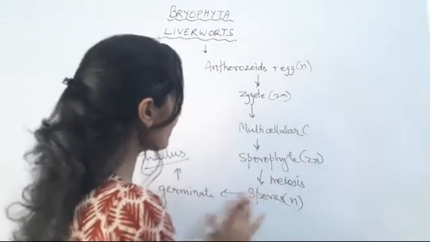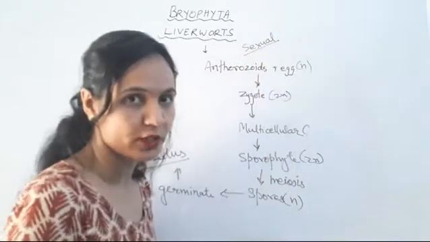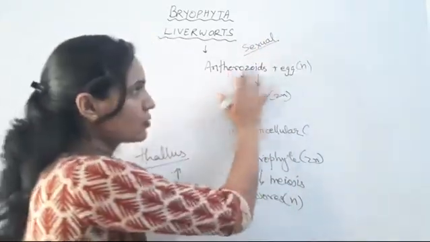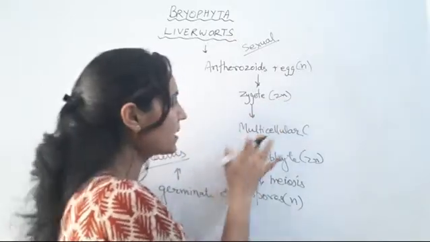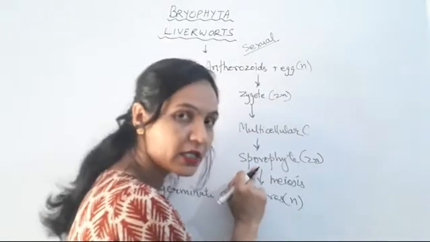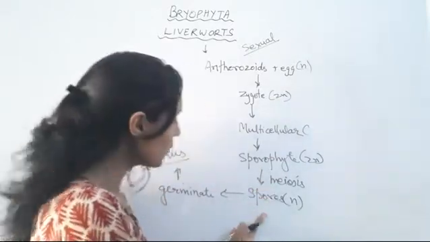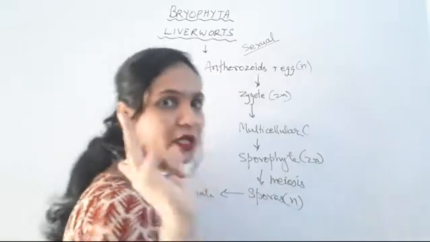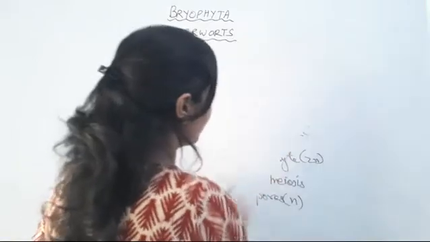Clear? Of the bryophyte. So this is the sexual reproduction of the liverworts. Clear, beta? Here antherozoids fuse with the egg. They form a zygote, which forms a multicellular structure known as sporophyte. This sporophyte undergoes meiosis to form spores, which are haploid, which germinate to form a thallus-like structure. Clear? Now the asexual reproduction.